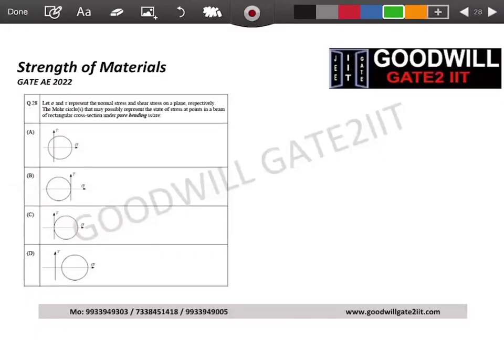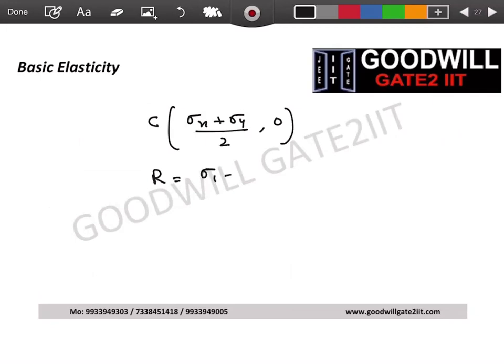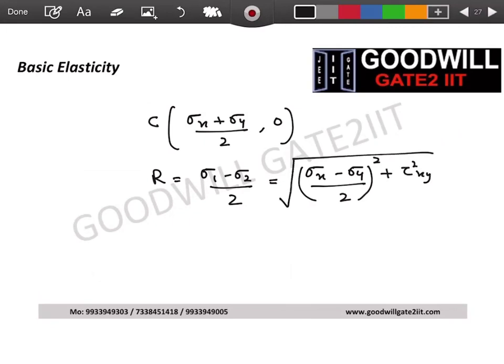All right. So guys, let's solve some numericals on Mohr circle. Now, before solving any Mohr circle numerical, I just quickly want you to keep these two formulas in mind. What is the center of Mohr circle? It is given as (sigma x plus sigma y) divided by 2, comma 0. And the radius of Mohr circle will be given as either (sigma 1 minus sigma 2) divided by 2, which is nothing but our principal stresses, or if you don't want to use this formula, you can always use this formula. Keeping these two things in mind, let's go to the numerical.